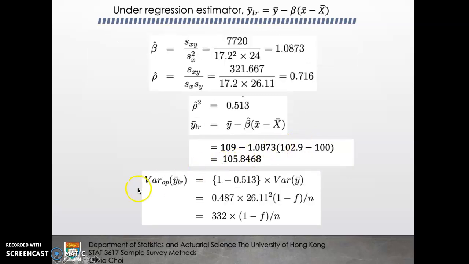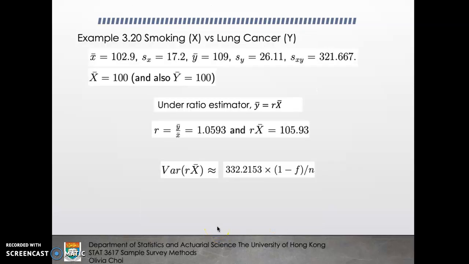Now we can estimate the variance of the Y bar from the linear regression, and this will be 1 minus rho square at the optimal variance, 1 minus rho square multiplied by the estimated variance of Y bar, which is about 0.48 times 26.11 square. And we don't actually need to find the finite population correction factor and the sample size, because our aim is to compare the variance.